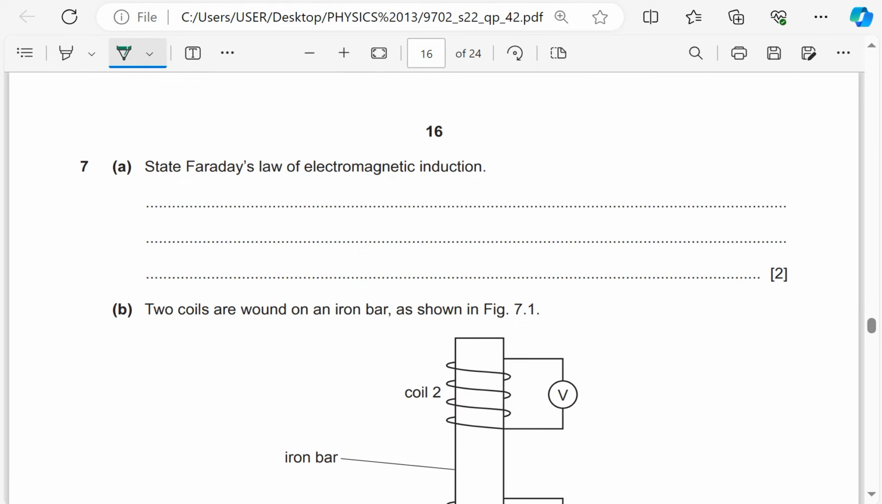Okay, so this is almost still magnetism, but this is electromagnetic induction. When you're preparing for an exam, be sure that chances are high that magnetism and electromagnetic induction could take 20 marks out of 100.